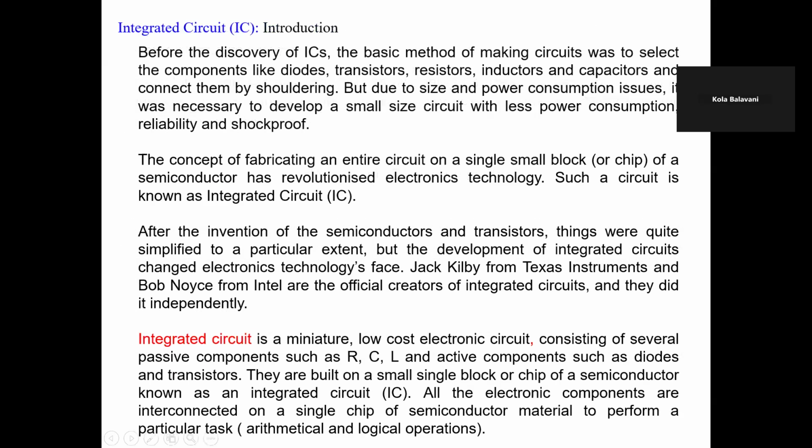Basically, why we are discussing integrated circuits: the operational amplifier is available in the form of an integrated circuit. So just a brief introduction about the integrated circuit. An integrated circuit is a miniature, low cost electronic circuit consisting of several passive and active components. These are built on a single block or chip, which is called an integrated circuit.